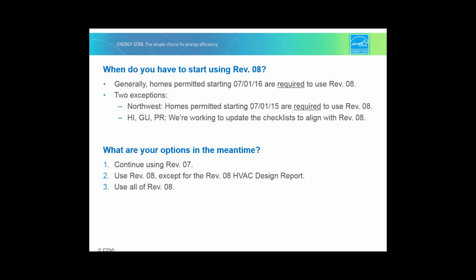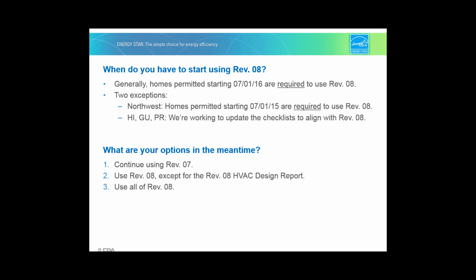So generally, homes permitted starting July 1st of 2016 are required to use Revision 8 to be certified. There are two exceptions, though. In the Northwest, we have a regional program, and we're working on transitioning that from the regional set of program requirements to the national program. So as part of that transition, we've accelerated this timeline, and partners certifying homes using those regional program requirements are already required to use Revision 8 for any home that's permitted after July 1st of this year. And in Hawaii, Guam, and Puerto Rico, we also had a set of regional requirements, and we're working to update those checklists to reflect Revision 8.